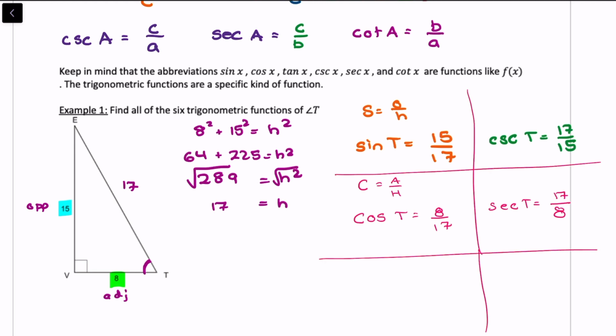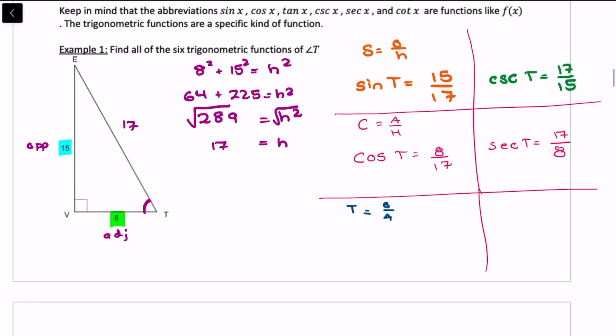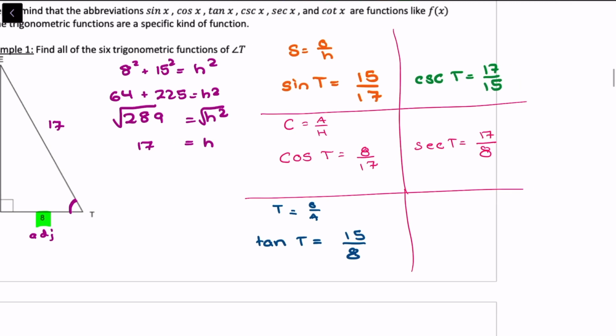Now let's find the tangent. TOA, opposite over adjacent. So the tangent of angle T is opposite over adjacent, which is 15 over 8. The cotangent of angle T is the reciprocal of that, which is 8 over 15. And we found all 6 ratios.